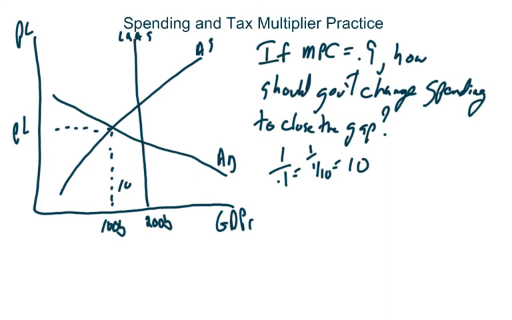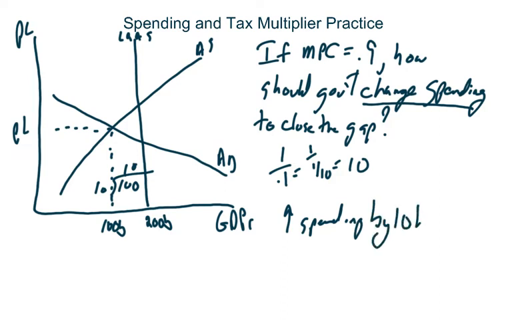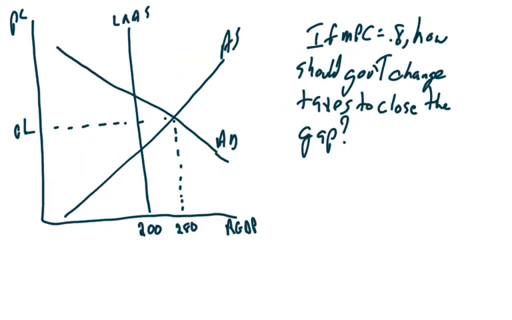And we have a $100 billion deficit, so I'm going to divide that $100 billion by 10, and I'm going to get 10. So my answer here, guys, because remember, they're asking how government should change spending to close the gap, the answer is going to be increase spending by $10 billion in order to close the gap. So let's move on to the next example.